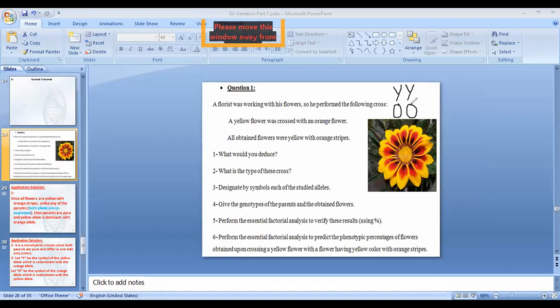While their offspring will get Y from one parent and O from the other parent, so they should be YO. These are the flowers obtained: yellow with orange stripes. Mr. Awana is going to ask me, can we put OY? We can put OY, no difference. Here, the YO is yellow with orange stripes. Here is the genotype of their descendants.